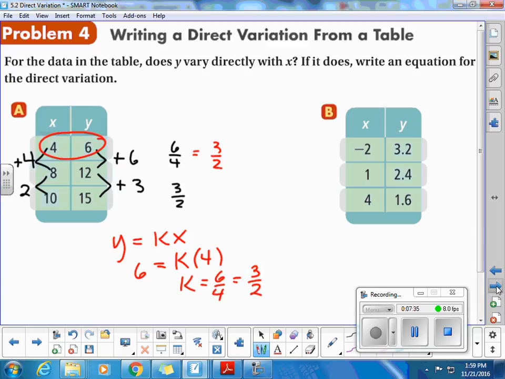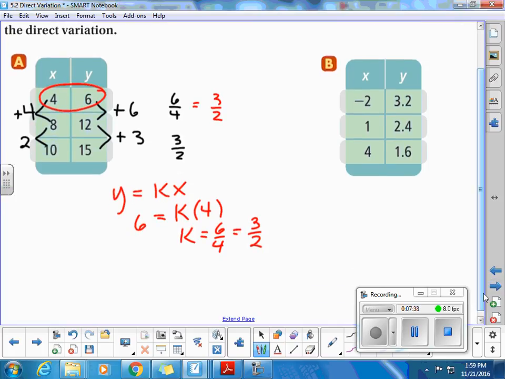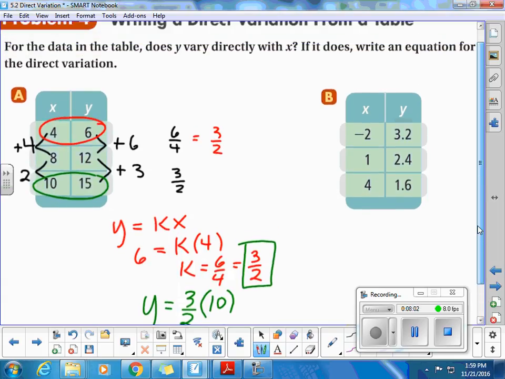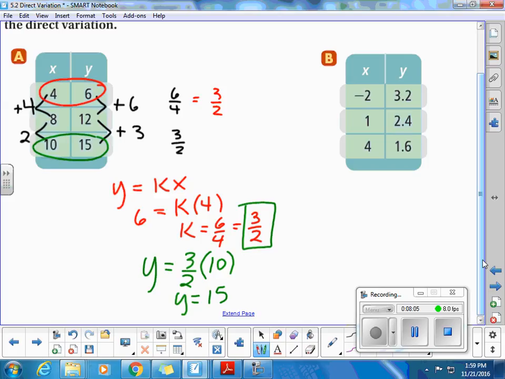So let's try another set of numbers. If I plug in the two numbers, 10, do I get 15? I am saying my k is this 3/2. So y equals 3/2 times x. If my x is 10, do I get 15? And I do, y equals 15. So is it a direct variation equation? Yes. And if so, write an equation for it. Well, I would say y equals 3/2 x. That is my direct variation equation.